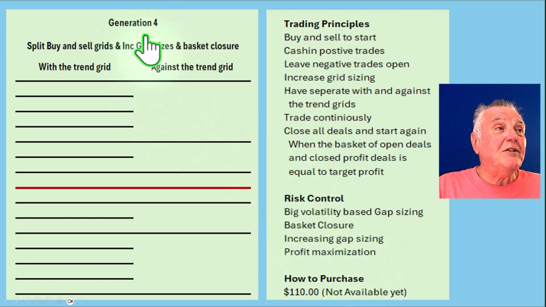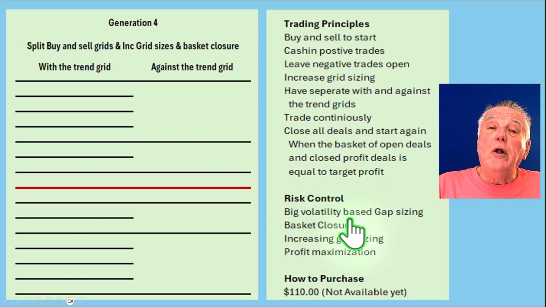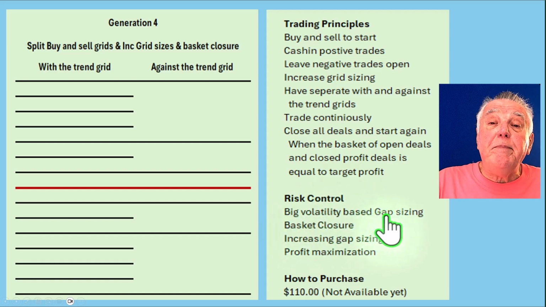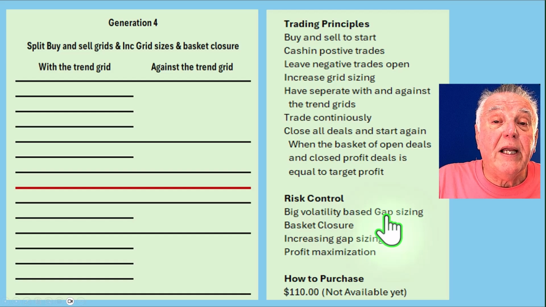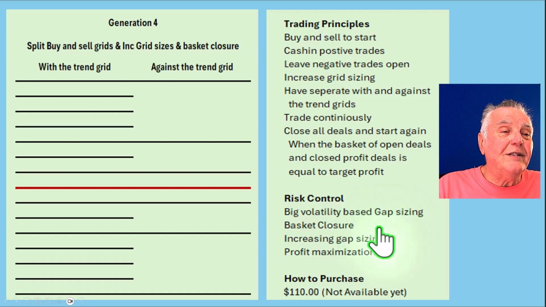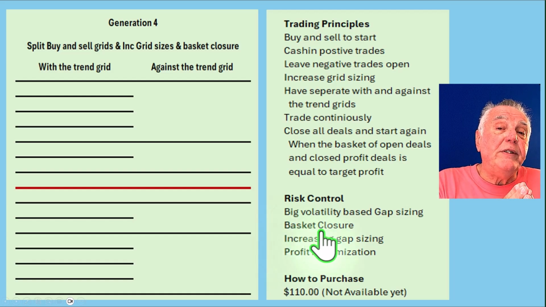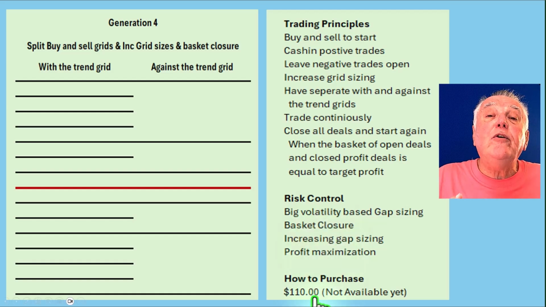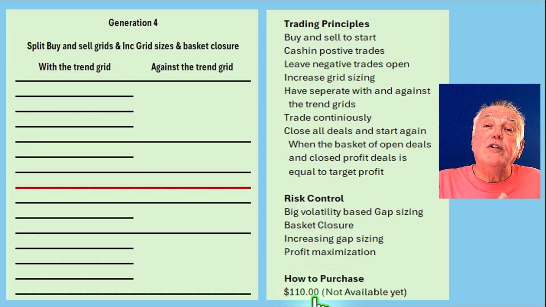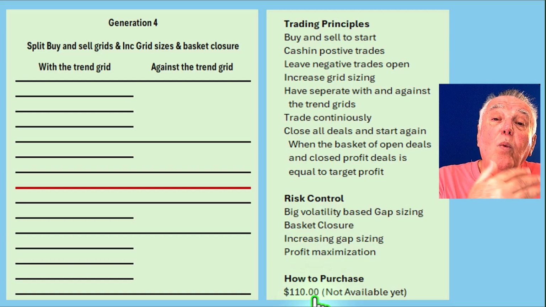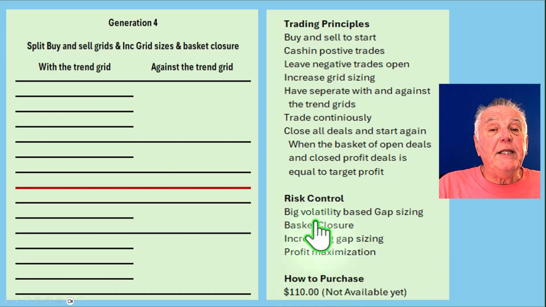So this generation 4, you control risk by having gap sizing that takes volatility into account, and we have already shown you, we tell you the grid sizes. We have market closures to not have too many open deals, and we have increasing grid sizes for the against-the-trend price action, and then we have profit maximization for the with-the-trend price action. So this is actually an incredibly powerful grid strategy. Variation, I think this is variation 4.